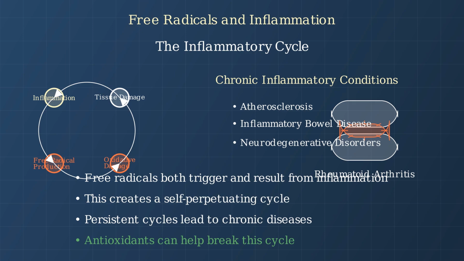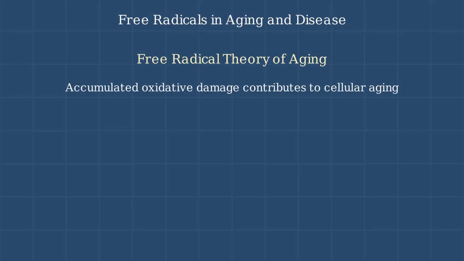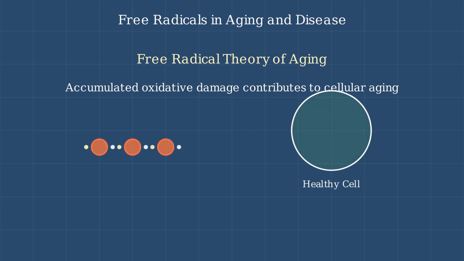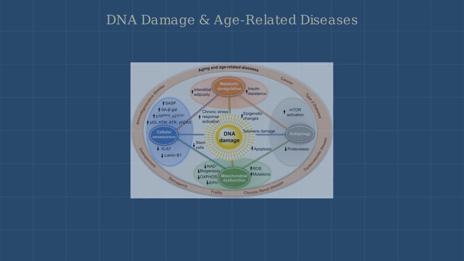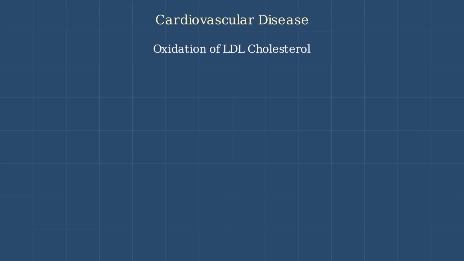The free radical theory of aging proposes that cellular damage accumulates over time due to free radical attacks. Free radicals cause oxidative stress, damaging cellular components like DNA, proteins, and lipids. Free radical damage to DNA is linked to various age-related diseases through complex cellular pathways. In cardiovascular disease, free radicals oxidize LDL cholesterol. This oxidized LDL contributes to arterial plaque formation.